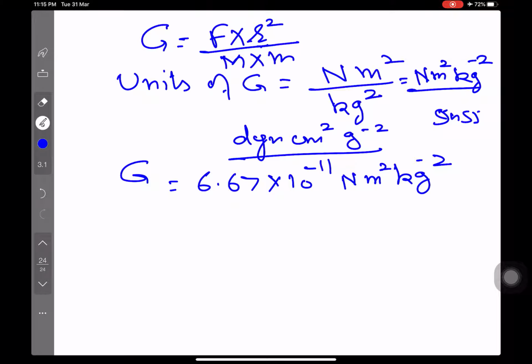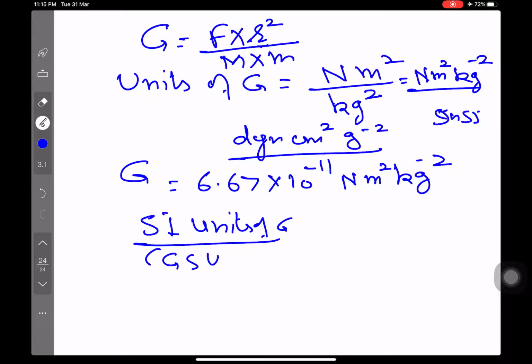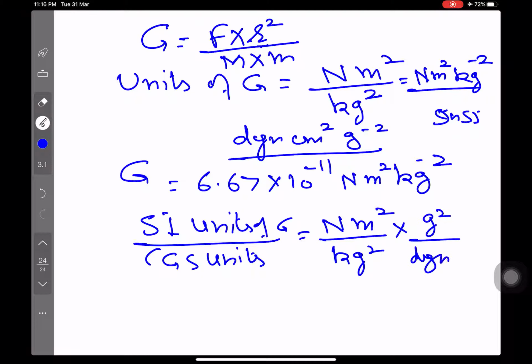Now, let us find the ratio of the units of capital G in SI and in the CGS system. That is, SI units of capital G over CGS units of capital G equal to Newton meter square per kilogram square divided by dyne centimeter square per gram square.